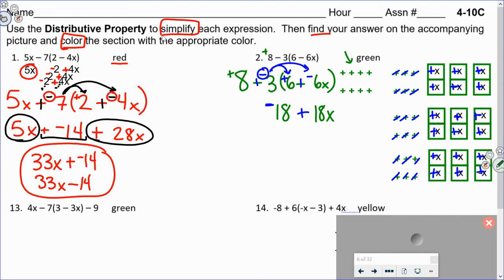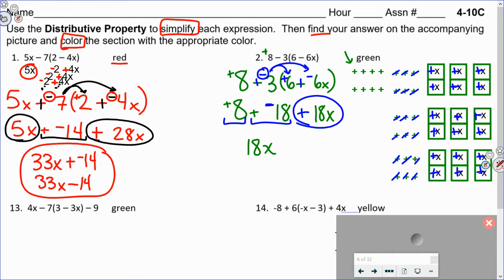Oh, and by the way, don't forget, let me unlock this guy. Don't forget, we have those 8 positives that are by themselves. So if I were to look at this, I'm seeing 8 positives, I'm seeing 18 negatives, I'm seeing 18 x's. I'm going to go ahead and put the variable term first. We have a positive 18x.